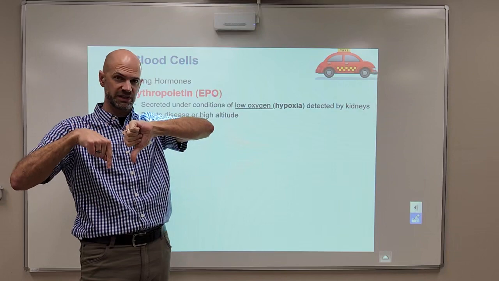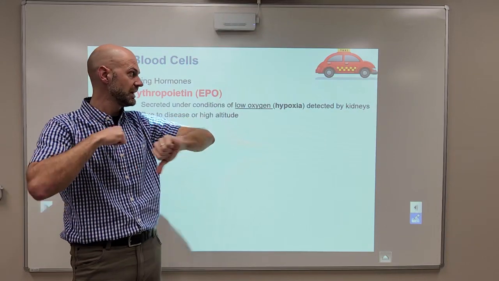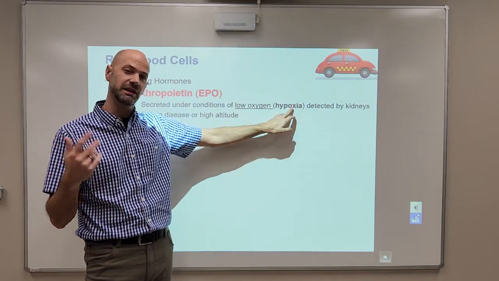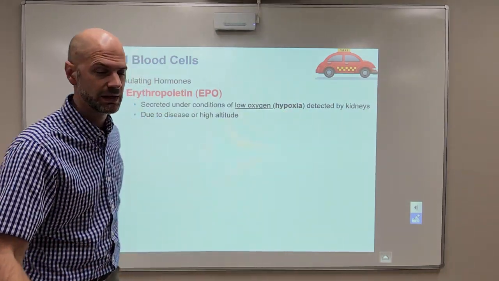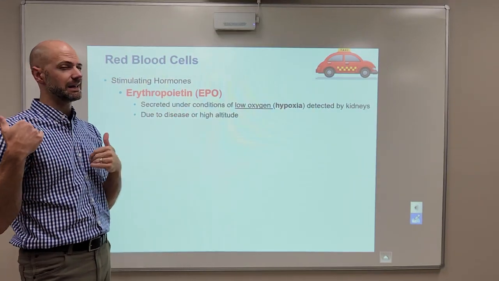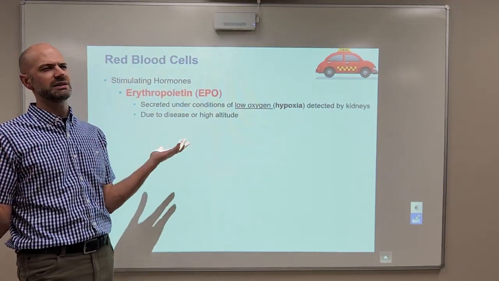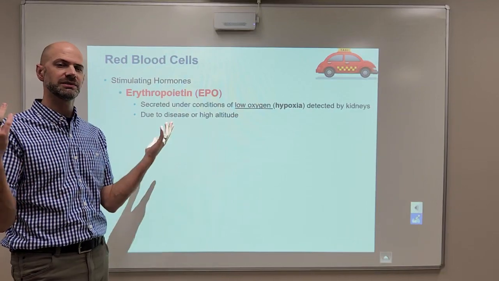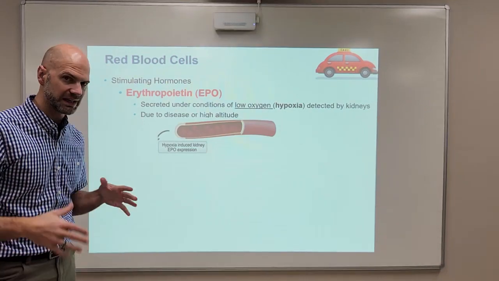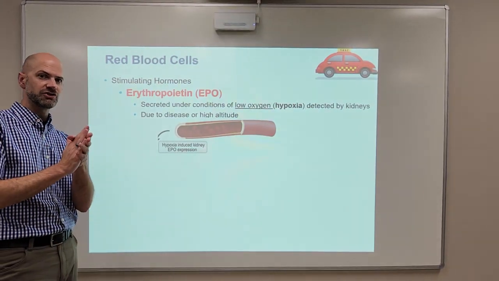Hypo means low, right? Hyper is too much. So hypoxia, okay? There's no additional O there. Oxia is oxygen, so low oxygen. So low oxygen is detected in the kidneys. Of all things, you think, well, why doesn't it detect that in the lungs or somewhere else? But the kidney turns out to be a very good place to monitor oxygen levels.